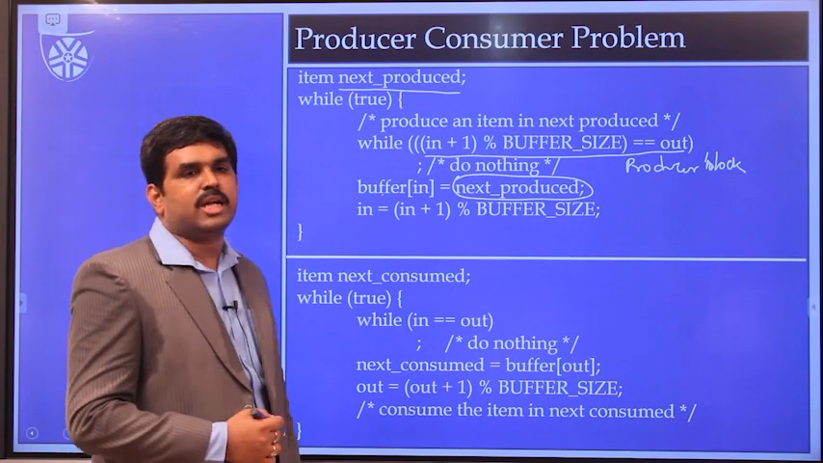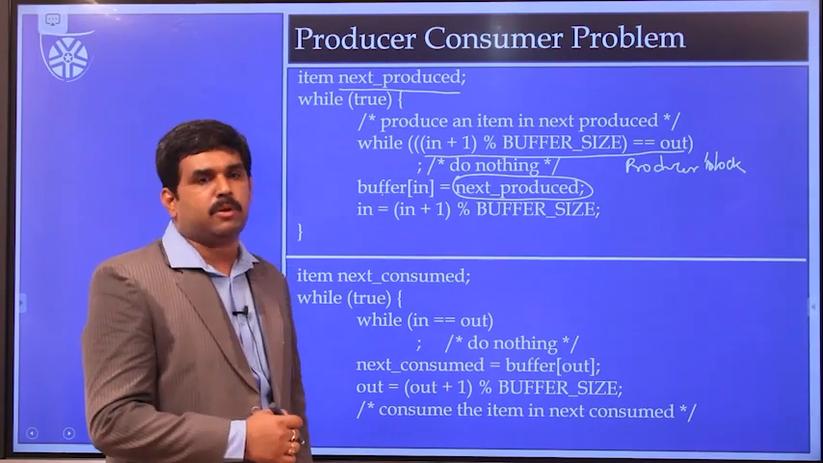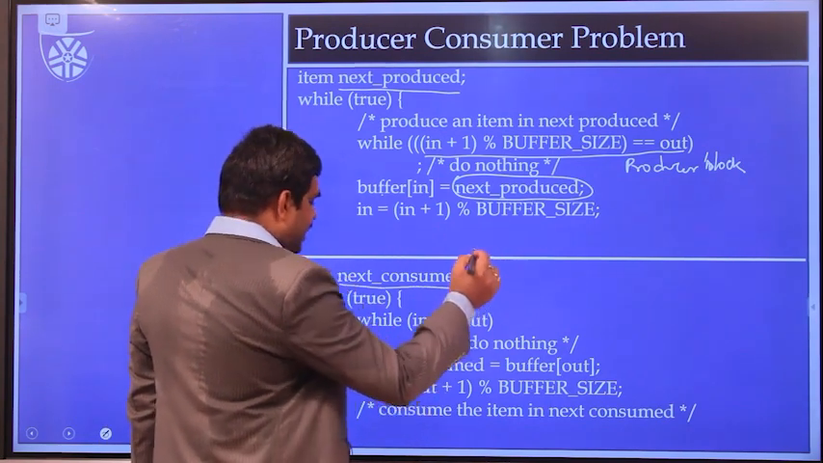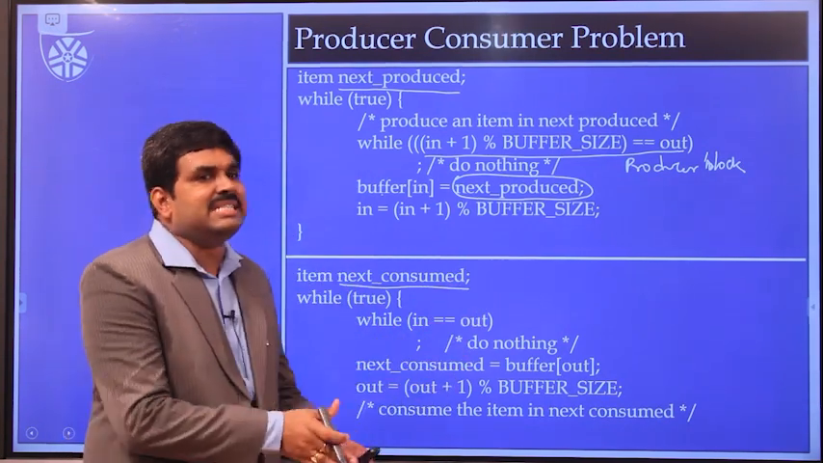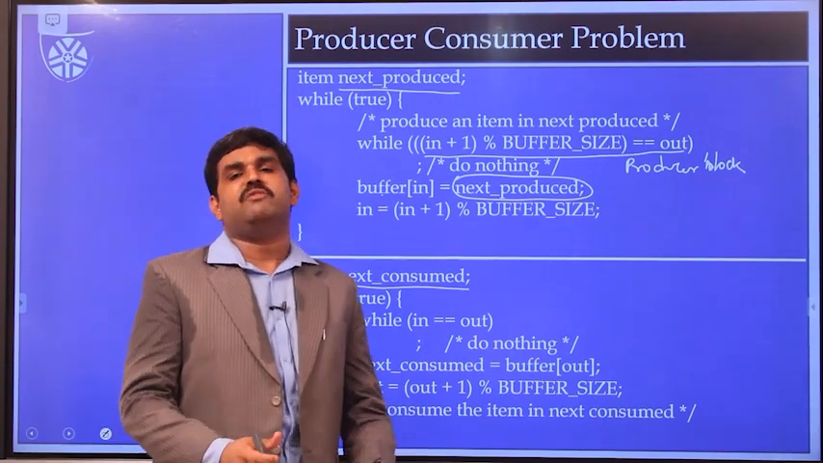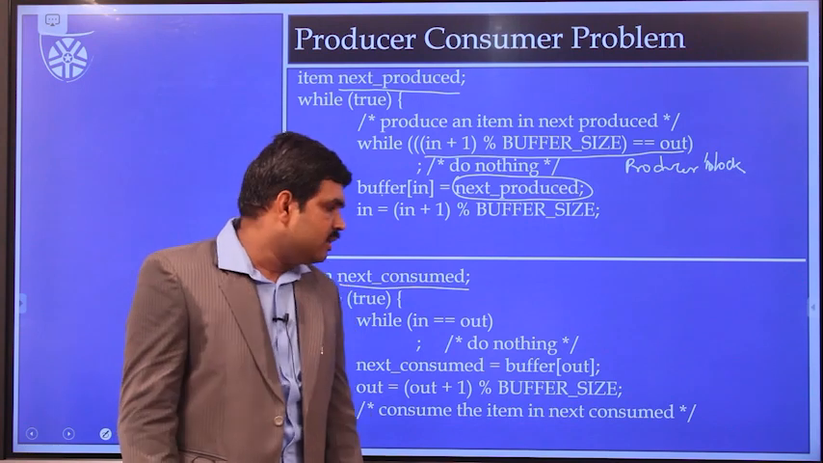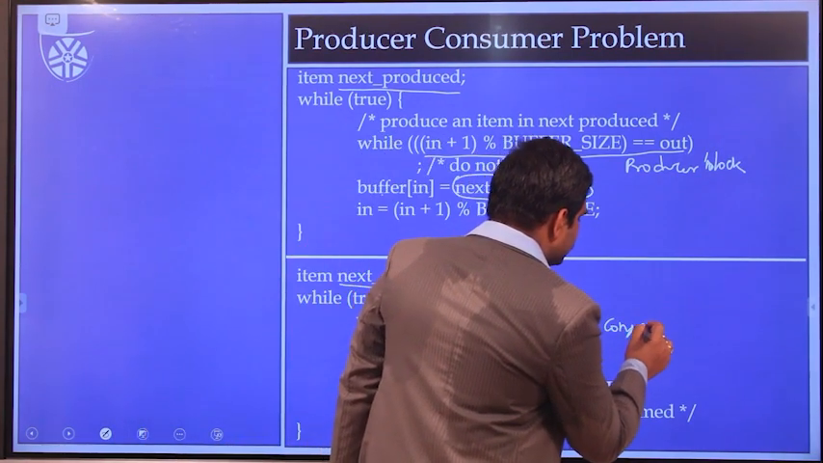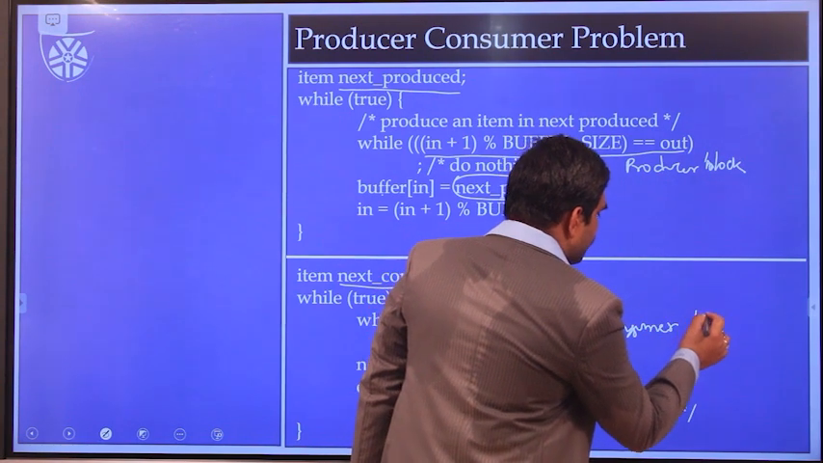And then coming to the consumer process. In the case of the consumer process, the item I am going to consume next is described as next consumed. If in is equal to out, what does it mean? The buffer is already empty. If the buffer is already empty, can I do anything? Nothing. So the consumer will be blocked.